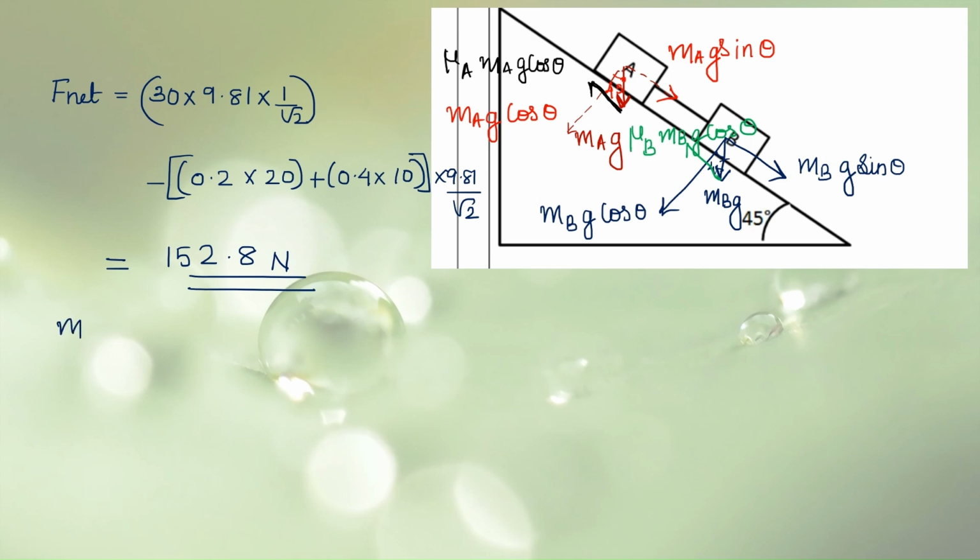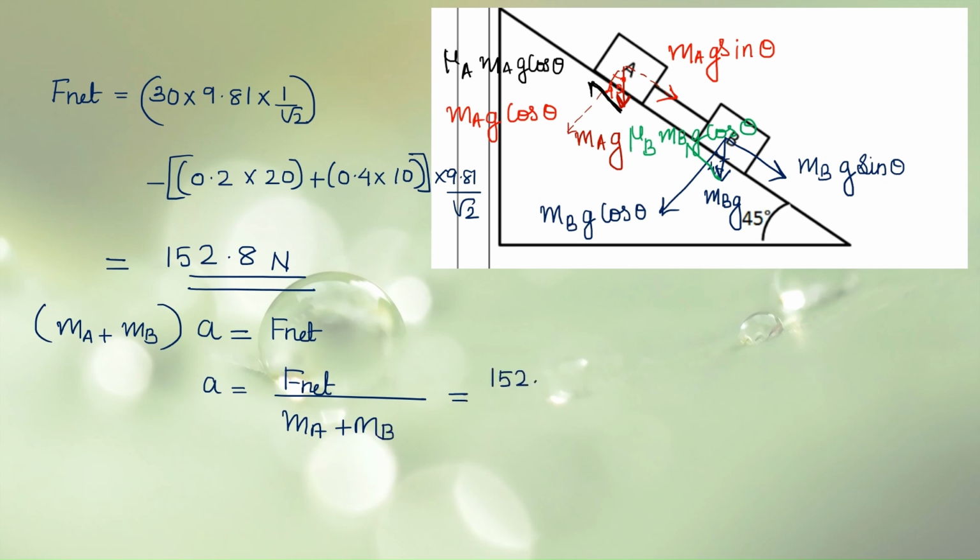Next we can find out the acceleration. We know that mass of A plus mass of B into acceleration of the system is equal to net force, and from that acceleration is equal to the magnitude of net force divided by mass of A plus mass of B. The net force is 152.8 Newton, divided by MA plus MB, that is 30. If you divide this, you will get 5.09 meter per second square as the acceleration of the system. This is the first part of our question.